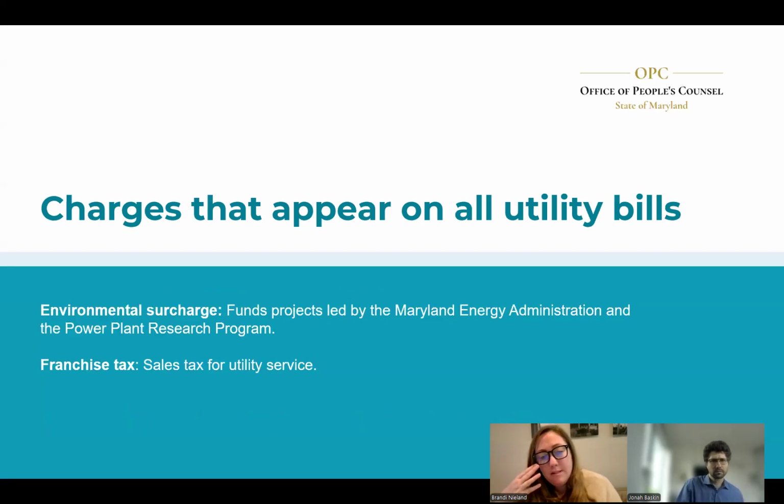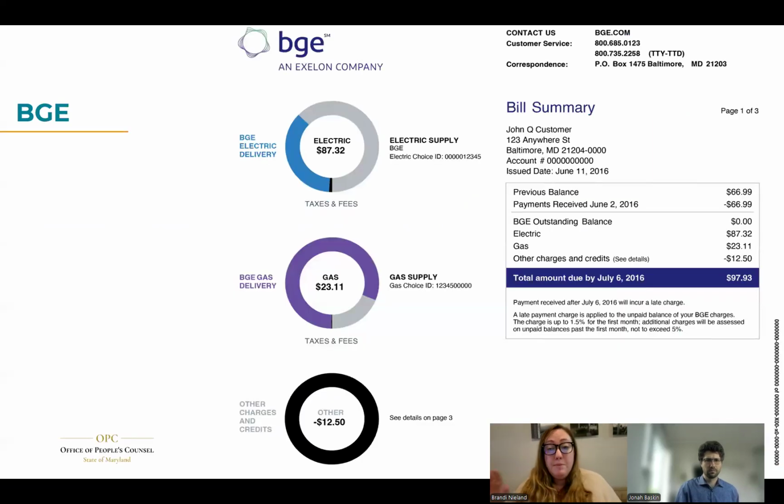And the last couple ones, the environmental surcharge. Now, this funds projects led by MEA, the Maryland Energy Administration, like power plant research. And then we have our franchise tax, which is the sales tax for the utility service itself. Okay, and with that, we're going to get into the bill.